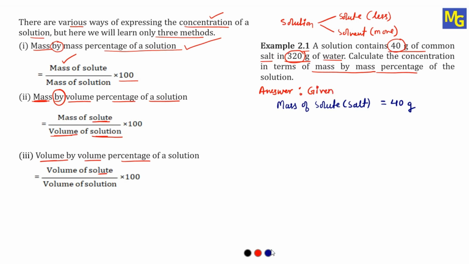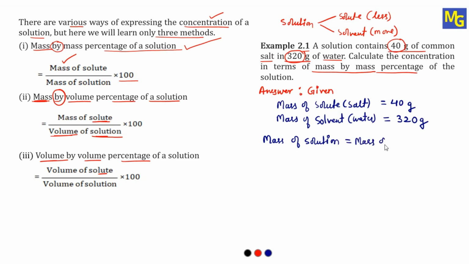Now next what we have? Mass of solvent. So I'll write it here, mass of solvent. What is our solvent? Here we have water. So I will write water and the value is 320 gram. And when we mix a solute and solvent, we will get a solution. And that's why now I'll write mass of solution is equal to, what is the formula for this? Mass of solute plus mass of solvent.